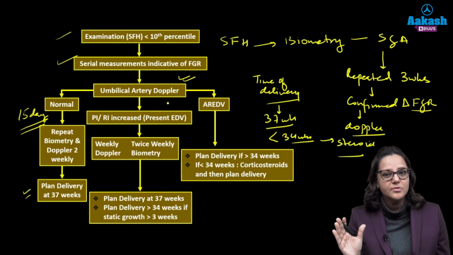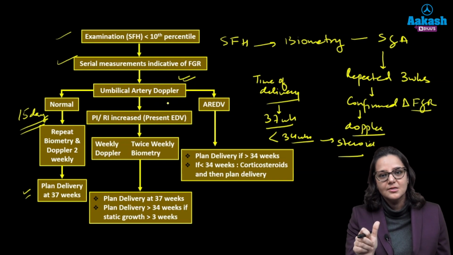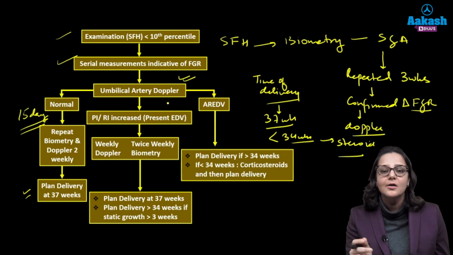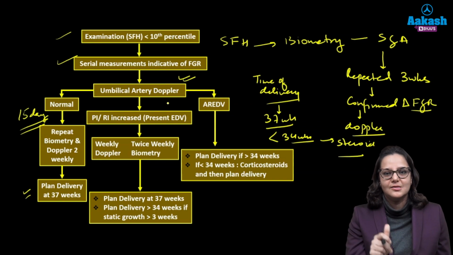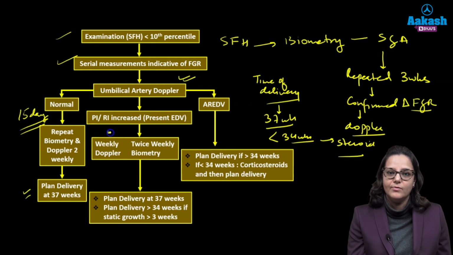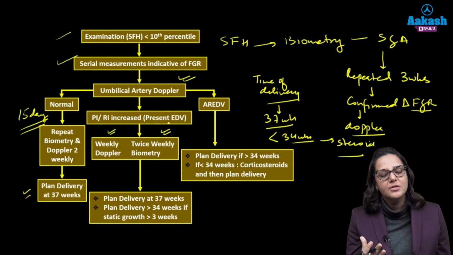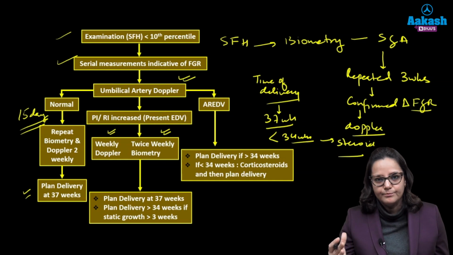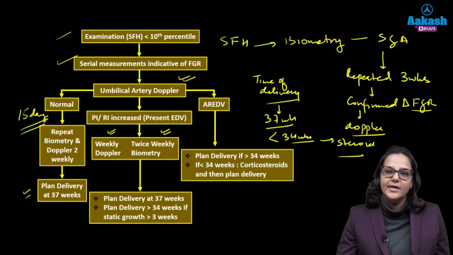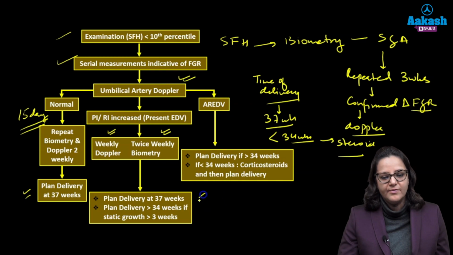Alright. Now the Doppler has started showing increased resistance. Now there are various forms of resistance, right? Increased resistance, absent diastolic flow and reverse diastolic flow. So here it is just showing increased resistance. So we will follow up these patients weekly with Doppler and twice weekly with biometry. Why are we following these patients up? Because we want to take the pregnancy as far as we can. And again we will plan delivery at 37 weeks.